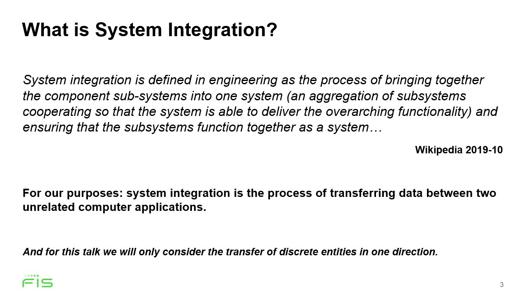So what is system integration? I dragged a definition off of Wikipedia. Basically, it says you take different applications, connect them together, and create a system out of diverse applications. For the purposes of this talk today, system integration is the process of transferring data between two unrelated applications. So we're not really talking about APIs, which is another form of integration. We're talking about how do you get data from system A to system B.